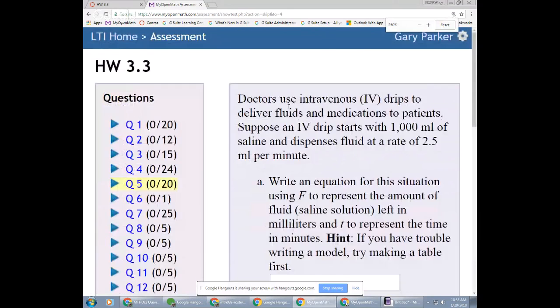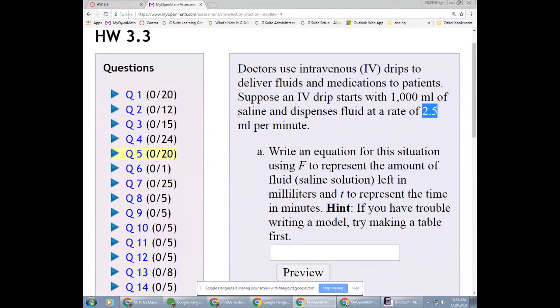All right, so doctors use an intravenous drip to deliver medications, and they usually try to set the flow so it's a constant rate. Here they're trying to set it up so that every minute, 2.5 milliliters is going to come through that IV, and they're starting with 1,000 milliliters. So we want to write an equation using F for fluid, the amount of liquid that we have, and T for every minute.